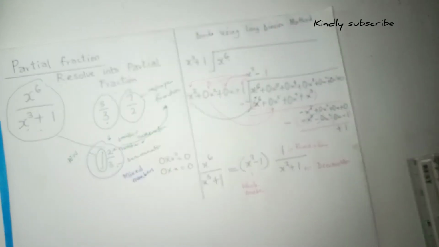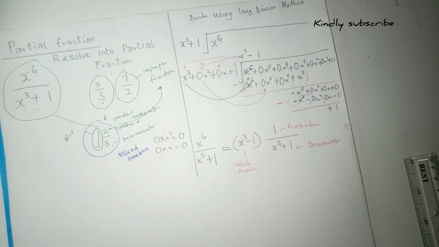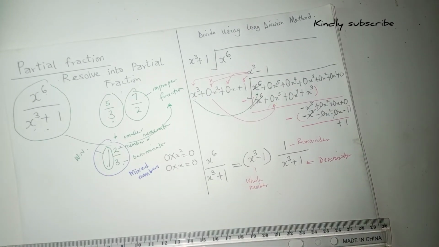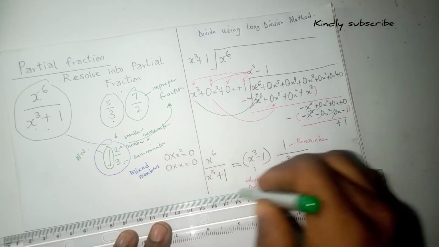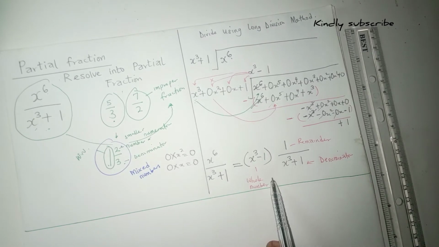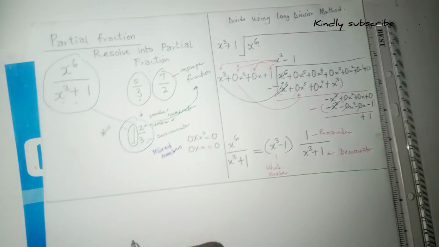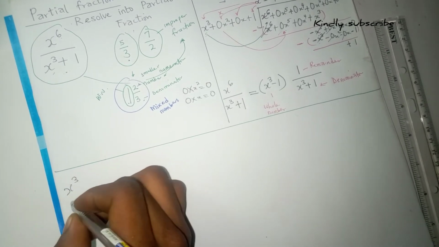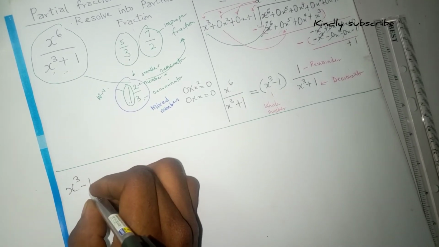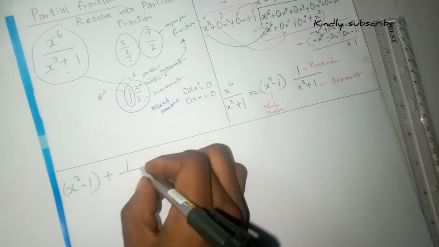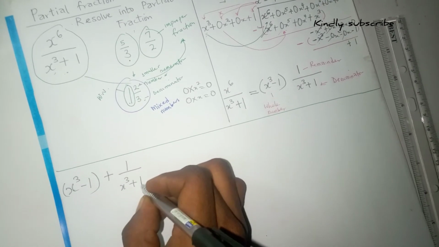So in continuation we have to resolve this. I now have this as a new identity. So what I would now do is take the new identity and write it out here. So what I will now have here is x cube minus 1, and you know it is plus 1 over x cube plus 1.